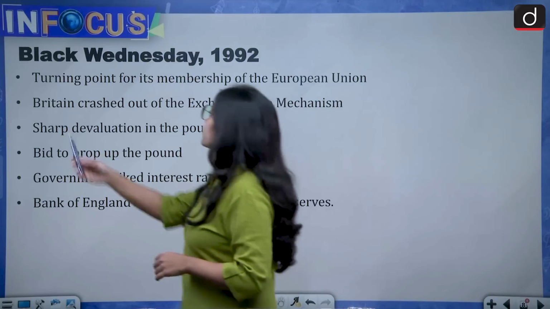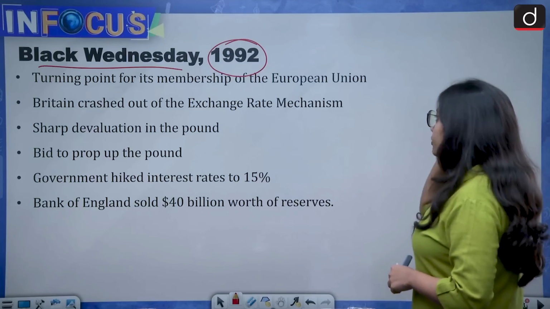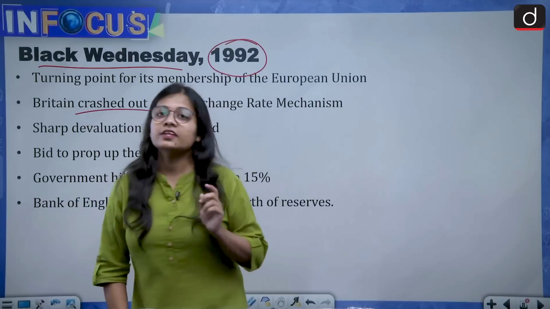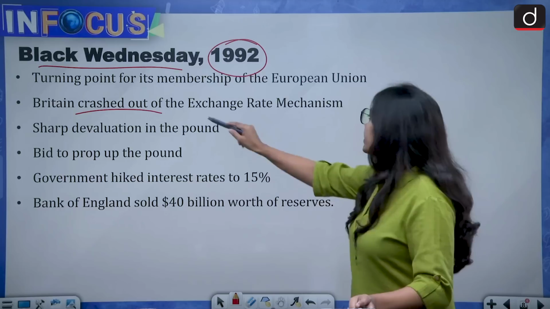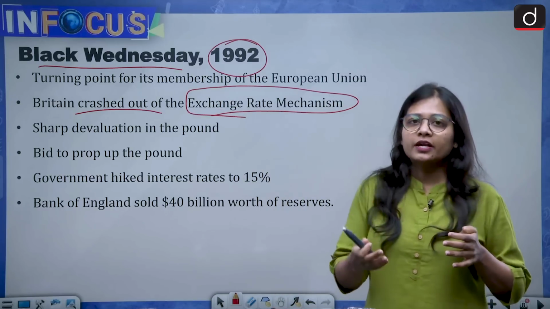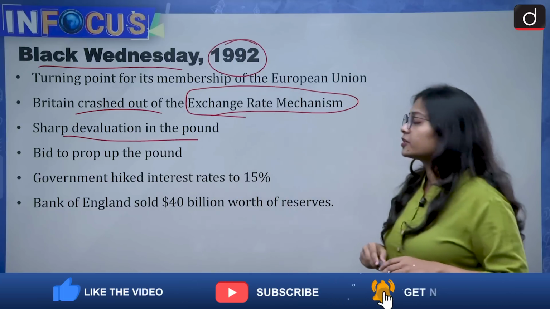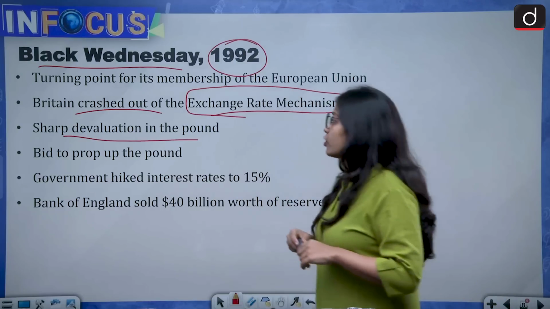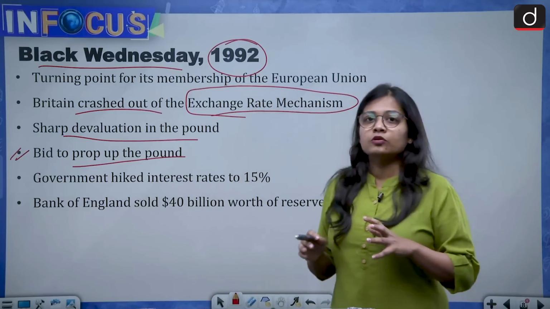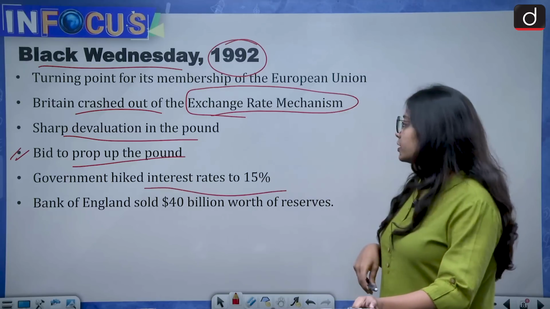Now let's talk about Black Wednesday, which happened in 1992 and was the turning point for Britain's membership of the European Union. In this year, Britain crashed out of the exchange rate mechanism. The exchange rate mechanism is one of the mechanisms by which a currency remains stable in the market. A sharp devaluation in the pound was observed, and in a bid to bring the pound back on level with other currencies, the government hiked the interest rate to around 15%.